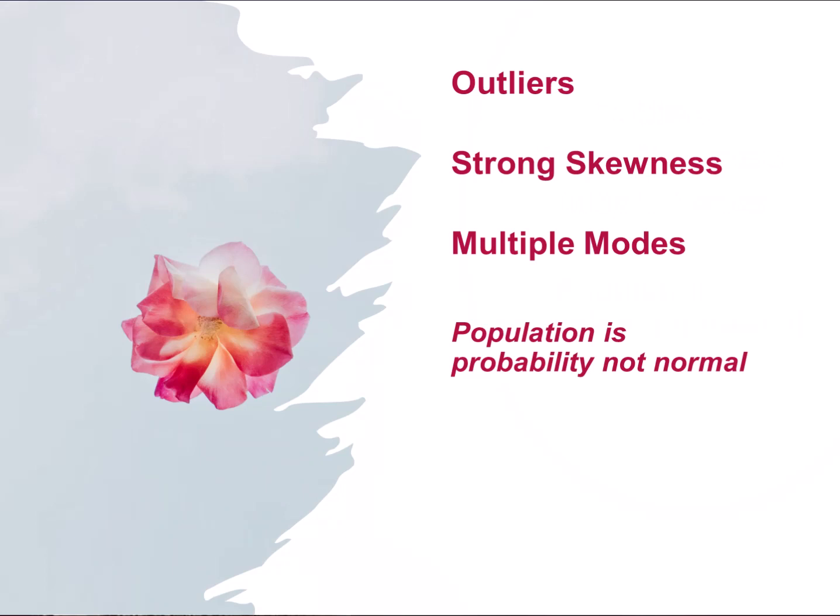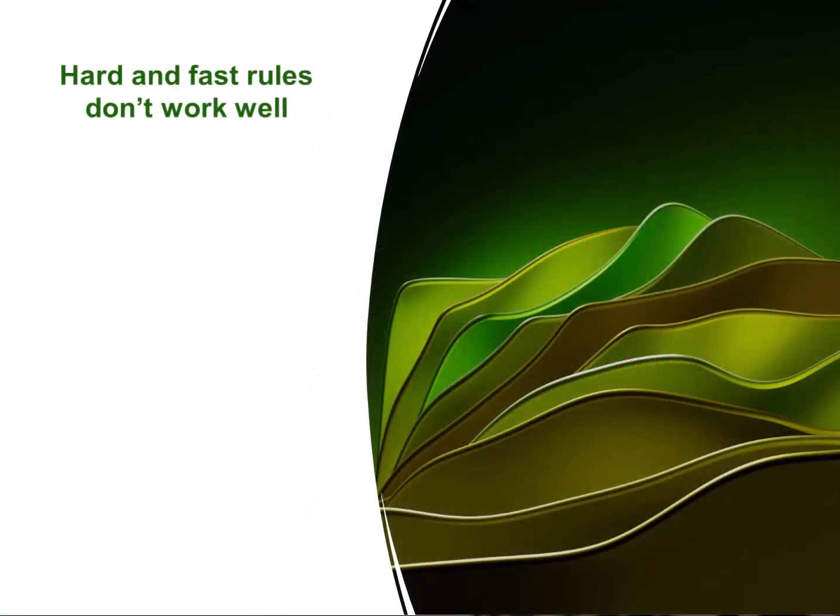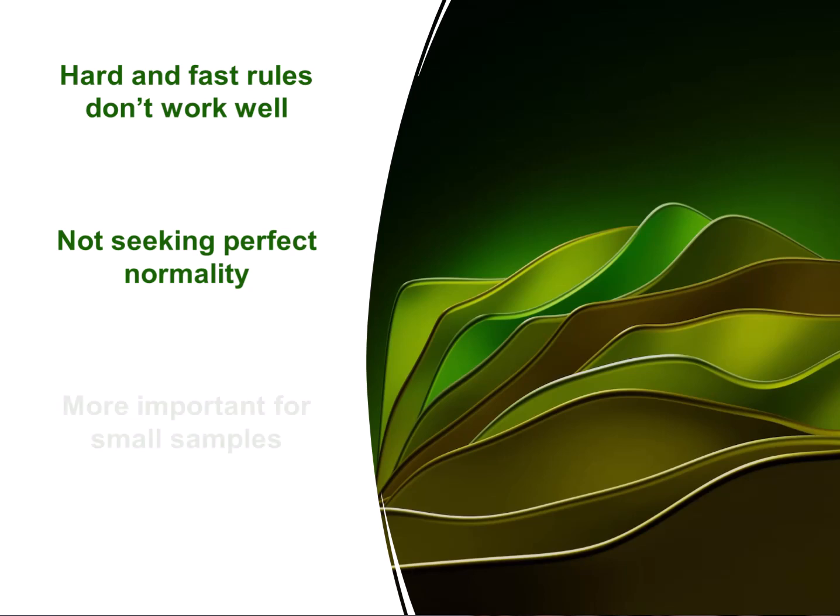Let's keep these three things in mind. Generally speaking, hard and fast rules don't work well here. Often, we may need to take more than one approach to settle on whether or not we're making a reasonable assumption. We're not seeking perfect normality. In fact, what we're doing is proceeding with the assumption that the population is approximately normal, and then observing the sample to see if there are any features that would cause us to abandon that assumption. Determining whether the population is approximately normal is most important when we have small samples.